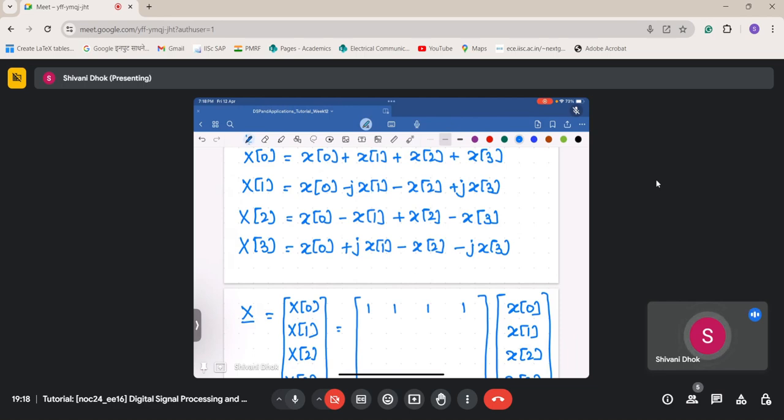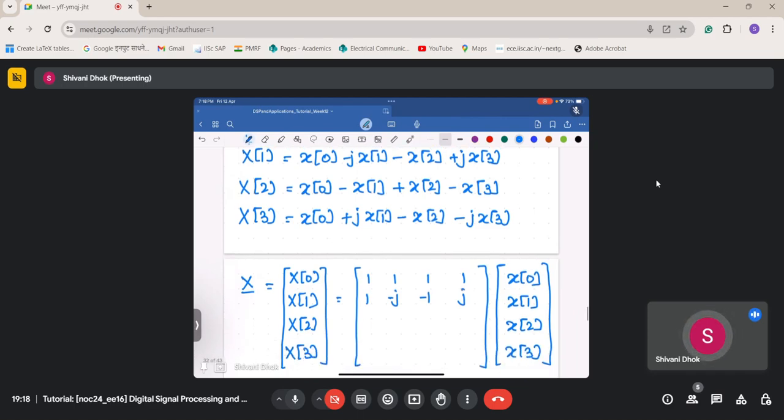Then I have for capital X of 1, x of 0 as it is, minus j times x of 1 minus x of 2 plus j times x of 3. And then I have 1 into minus 1, x of 0 minus x of 1 plus x of 2 and minus x of 3. Then for X of 3 I have x of 0, j times x of 1 minus x of 2 minus j times x of 3.